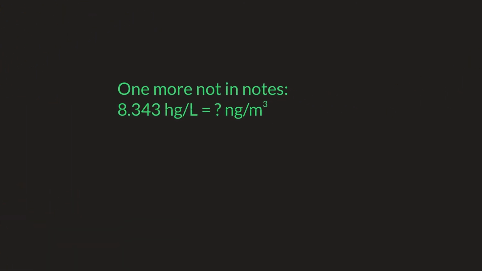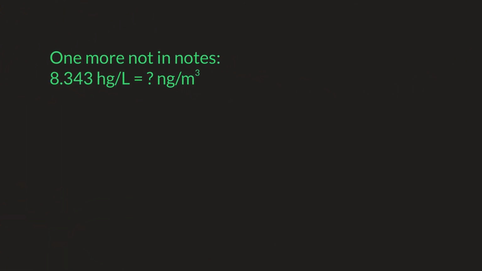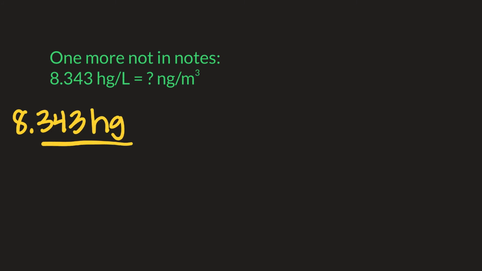Okay, one more to go, not in the notes. Let's see how this one goes. So again, I'm going to take my 8.343 hectograms over liters. Again, if you want to put the 1 there, put the 1 there. Now, hectograms into nanograms. Not an easy one to do in one step. I do not recommend it. Break it down in 2 steps.